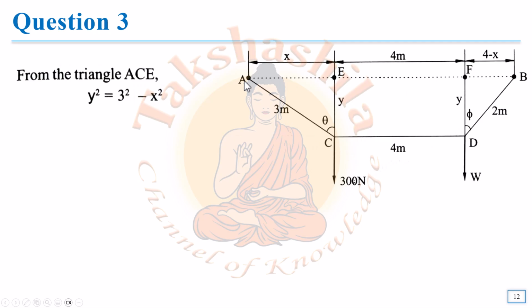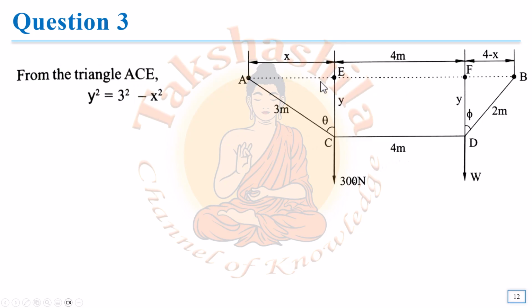We already know the total length of the string was 9 meters. The 300 kilonewton load was suspended at a distance of 3 meter from A, and this W was suspended at a distance of 2 meter from B. So 5 meter out of the 9 meter is already gone. The remaining length of the rope is only 4 meter, that is 9 minus 3 minus 2, which is 4 meter. So the length of CD will be 4 meter.